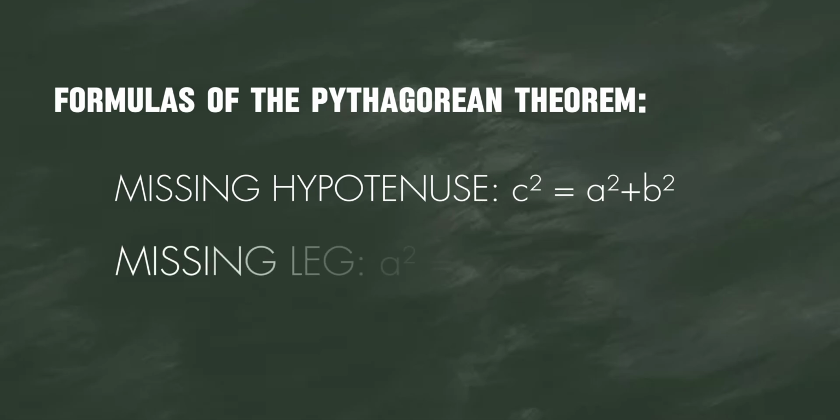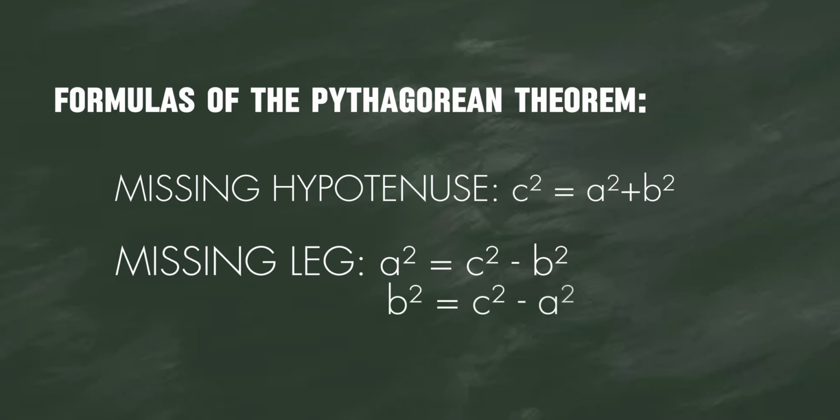If one of the legs is missing, we'll use the formulas a squared equals c squared minus b squared, or b squared equals c squared minus a squared. To be able to understand it further, we'll give you an example and teach you the steps.